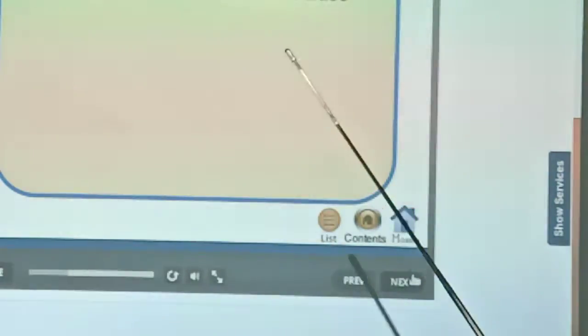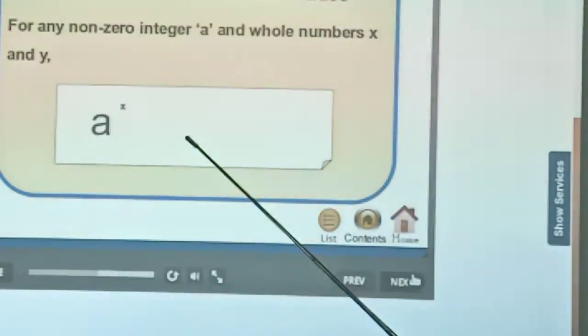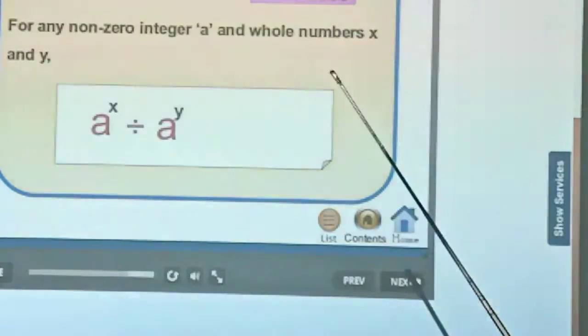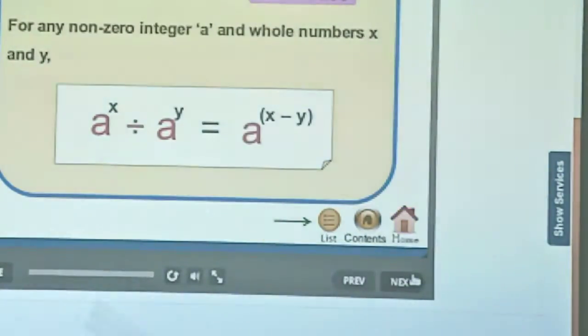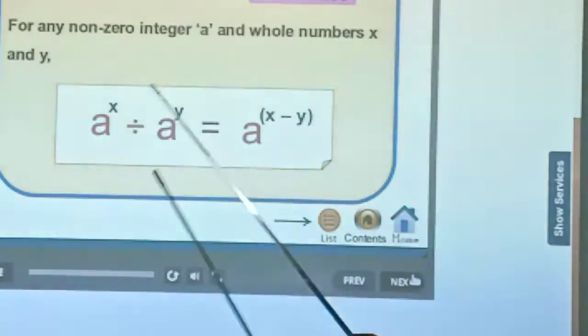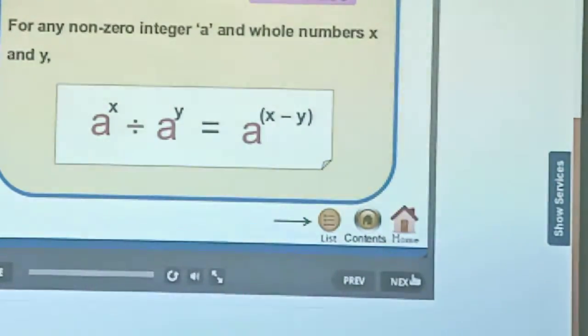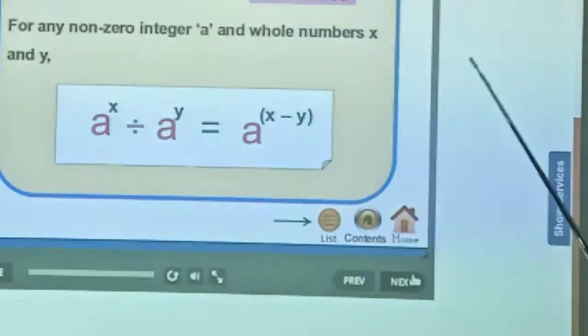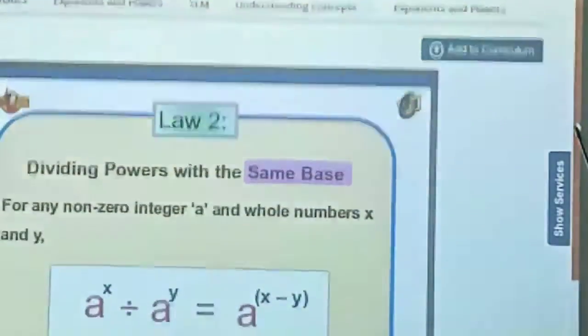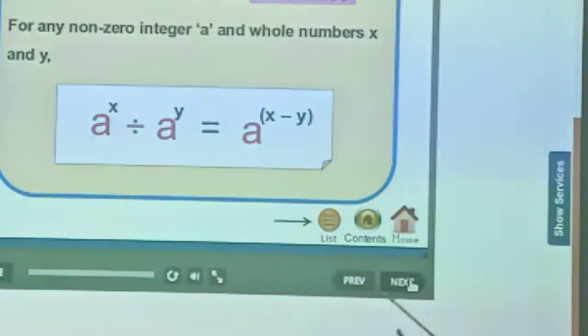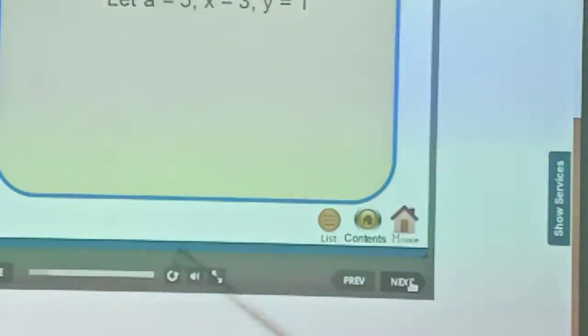Dividing the powers with the same base, for any non-zero integer a and whole numbers x and y, we have this law: a raised to the power x divided by a raised to the power y is equal to a raised to the power x minus y. Now one more example. A is 5, x is 3, and y is 1.